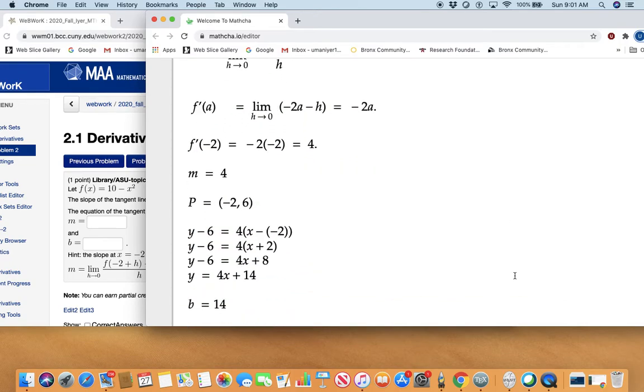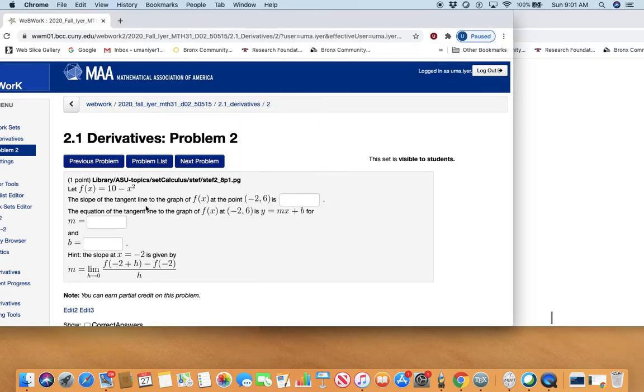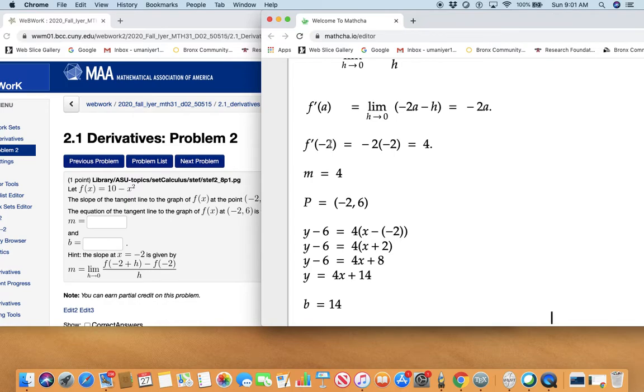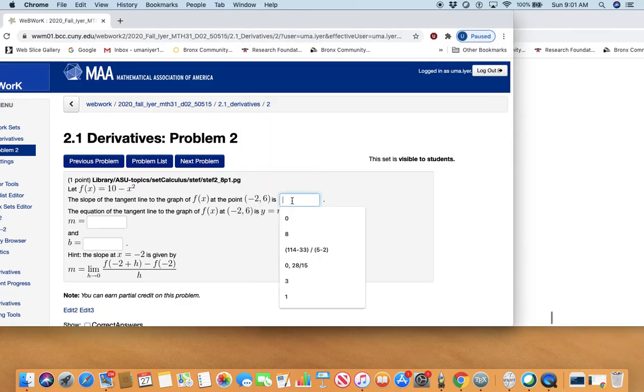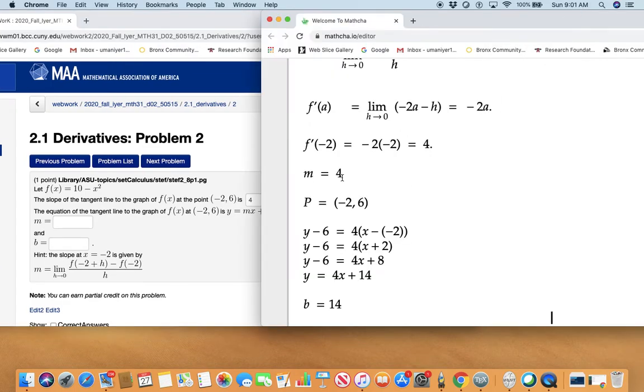If that's the derivative at some number a, the question is to find the slope of the tangent to the graph of this at the point -2, 6. So the slope of the tangent is, remember, the derivative at the x coordinate. You are going to plug in -2 in your formula for the derivative. That gets me slope is 4. So m is 4.